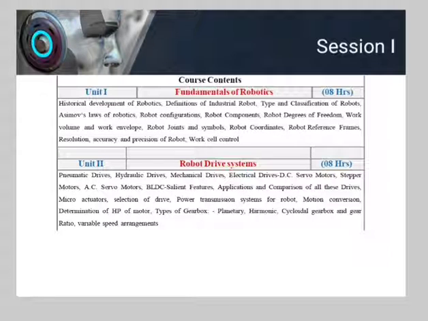transmission system for robot, motion conversion, determination of HP of motor, types of gearbox, cycloidal gearbox, gear ratio, variable speed arrangements.